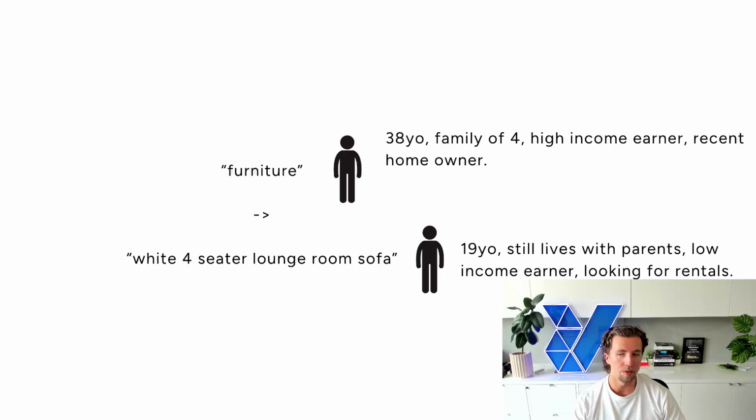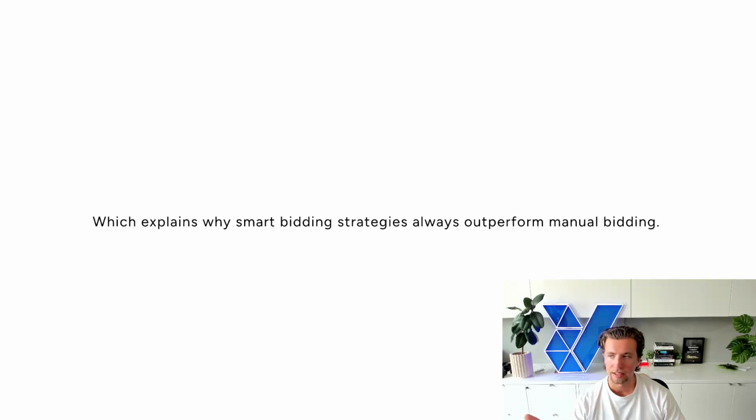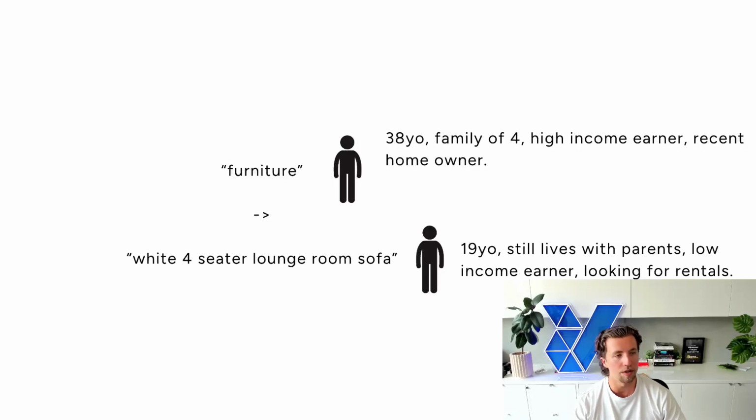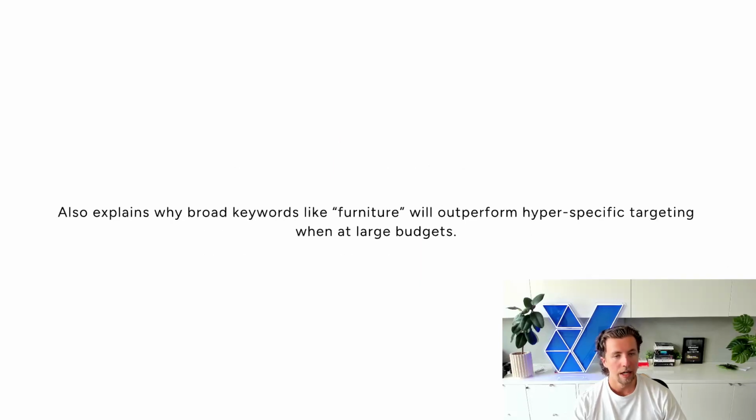And so when it comes to search campaigns, it explains why smart bidding strategies will always outperform manual bidding. You can go in there and manually adjust dependent on individual keywords, but it's never going to outperform running a smart bidding strategy. It also explains why broad keywords, like just putting furniture in, are going to outperform hyper-specific targeting when you're at large budgets. Now, it's important to have the caveat here of large budgets. If you do very broad keywords with very low budgets and a very low amount of data within the account, it's not going to work that well.